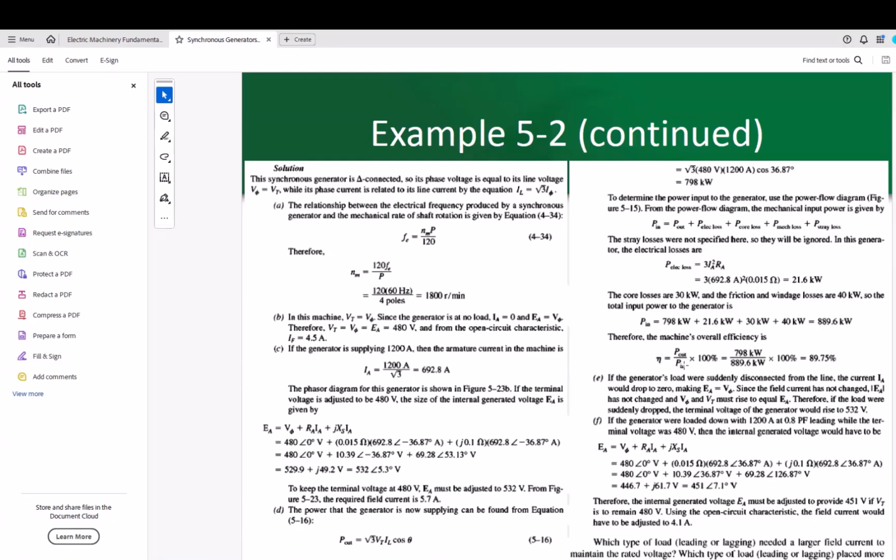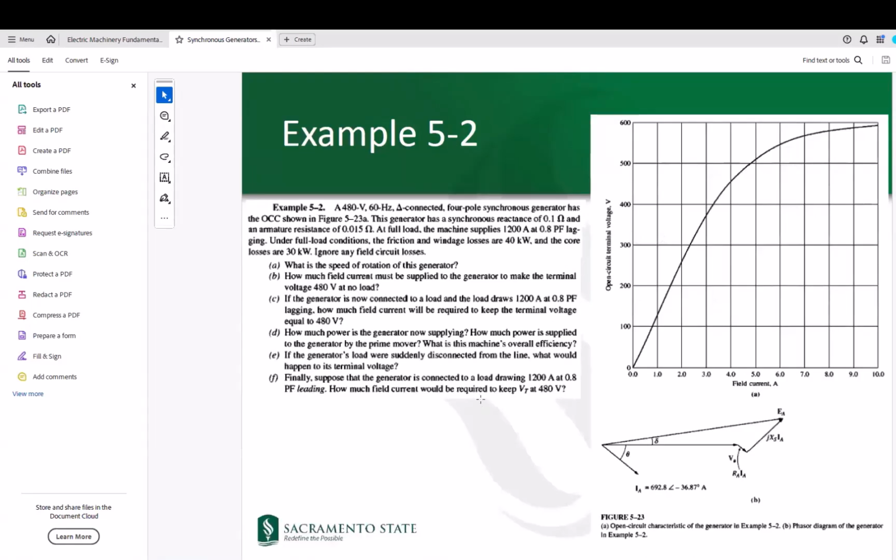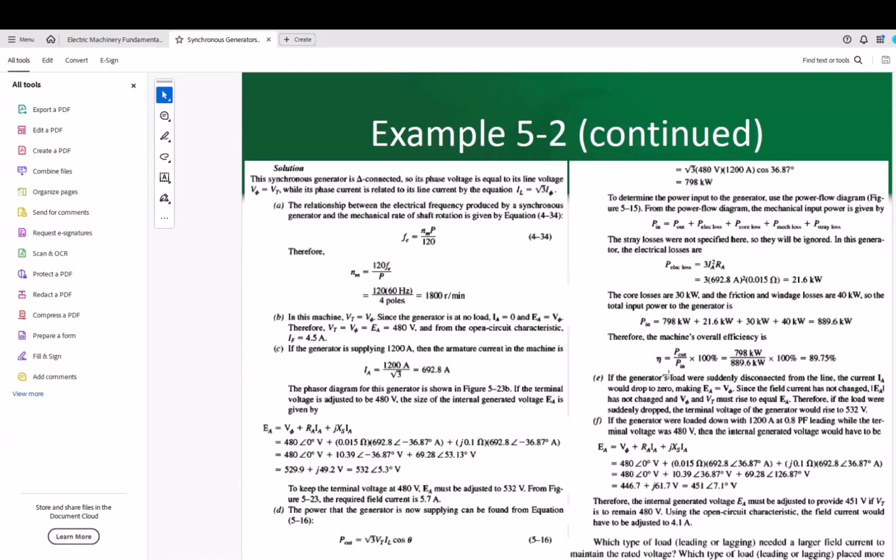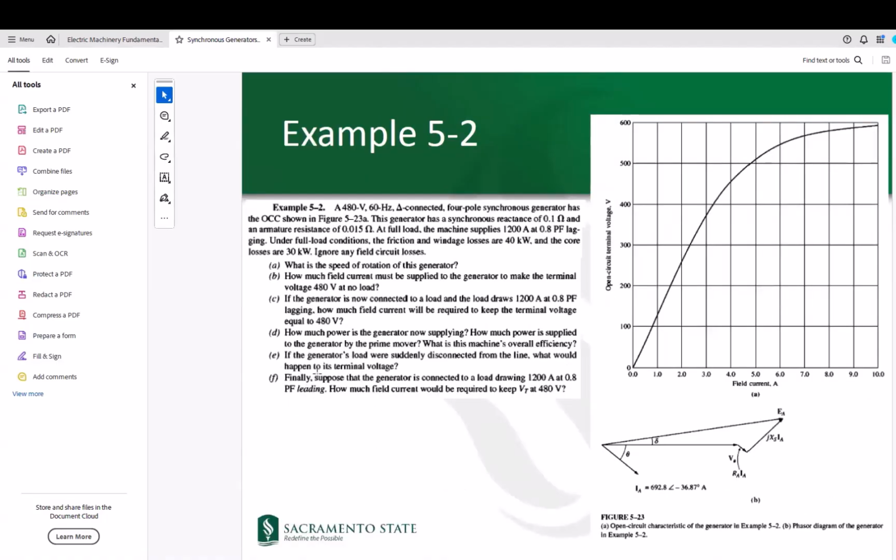Now in part E, it's asking, if the generator's load were suddenly disconnected from the line, what would happen to its terminal voltage? If the generator's load were suddenly disconnected, the current would be 0, making EA equal to V phi, since the field current has not changed. Remember, there is no discussion of a change in the field system.